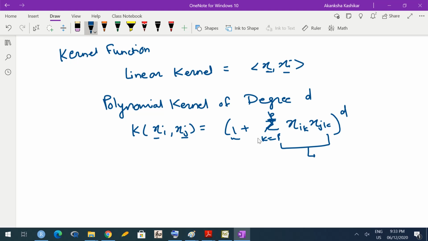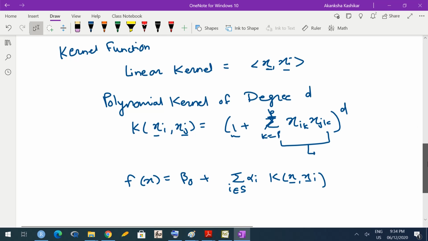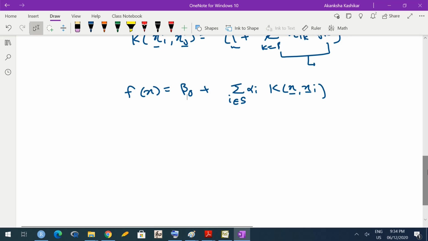And if we now say that my solution looks like f(x) equal to beta naught plus the sum of alpha i K(x, xi), where i belongs to the support vectors, and now I solve for beta naught and all these alpha i's, then I get a non-linear decision boundary. A polynomial decision boundary. So this is one example of a support vector machine. Of course, this is one specific kernel function. We can have some other kernel function.